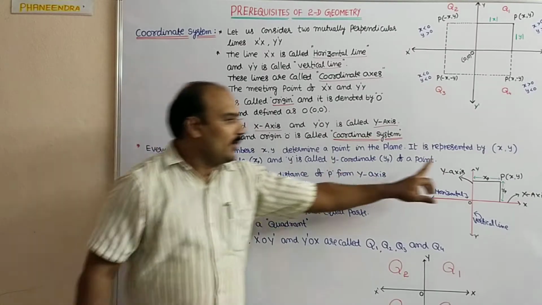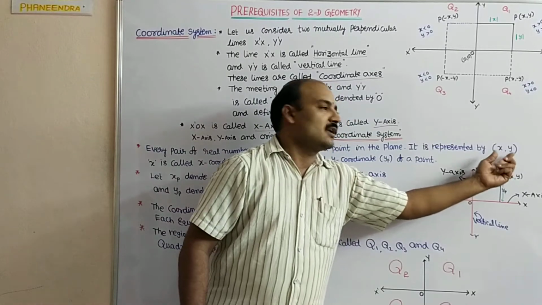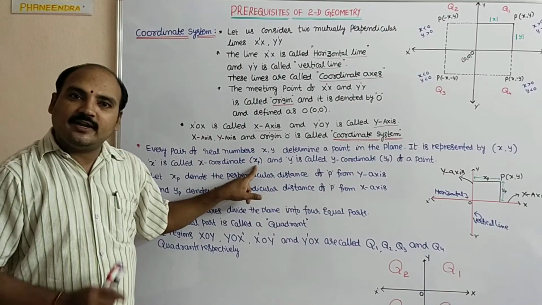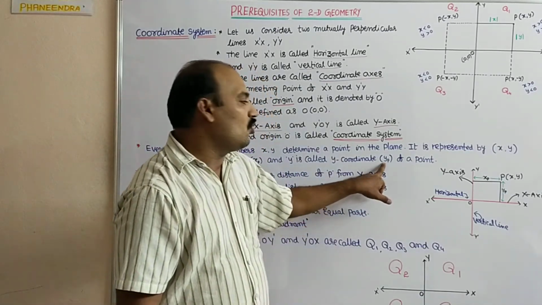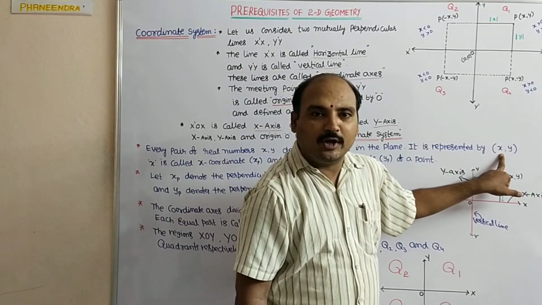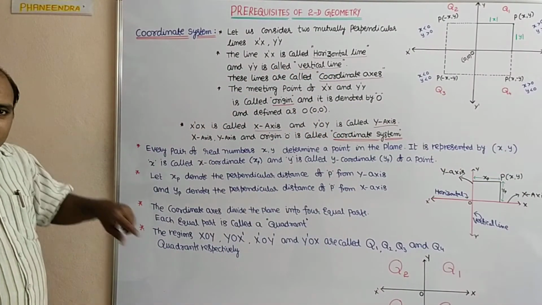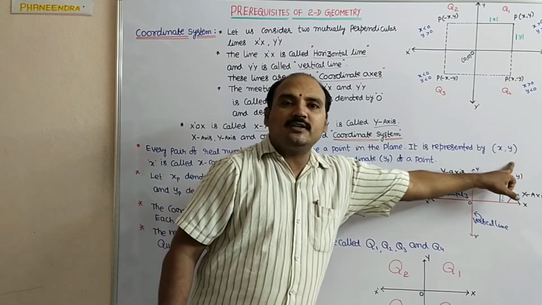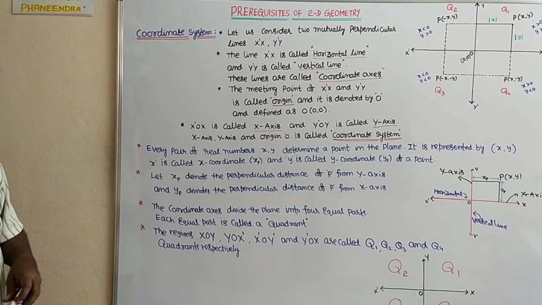In this (x, y), x is called the x-coordinate, written x suffix p, xp, and y is called the y-coordinate, yp, of the point P. Here x is the x-coordinate of the point P, and y is the y-coordinate of the point P. Another name for the x-coordinate is abscissa, and for the y-coordinate is ordinate of the point.